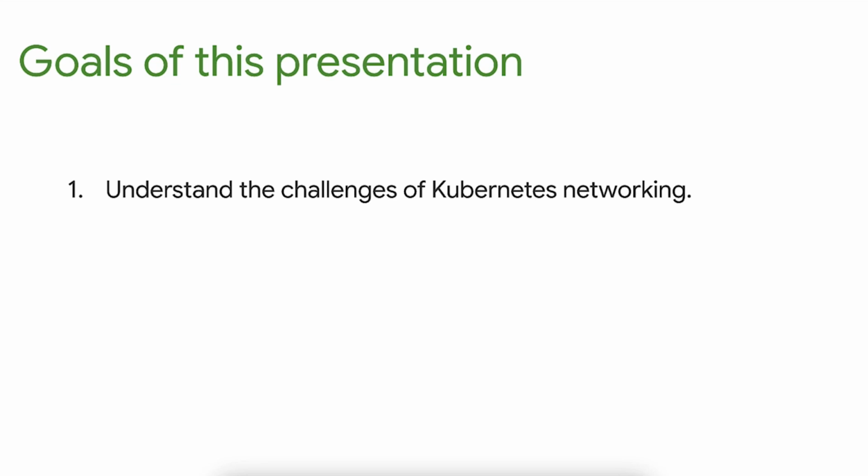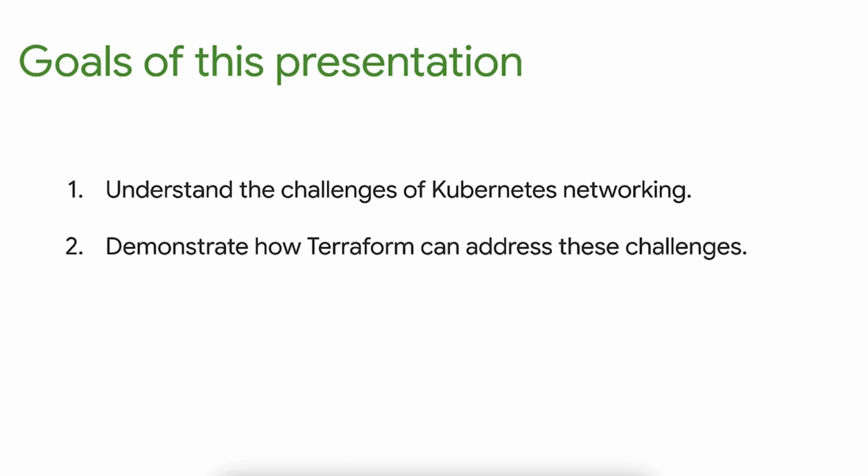Goals of this presentation. In this section, I wanted to outline the main goals of this presentation today. Understanding these goals will help you grasp what we aim to achieve together and set the correct expectations. The first goal is to understand the challenges of Kubernetes networking. Kubernetes networking can be complex due to issues such as pod-to-pod communication, service discovery, and IP address management. We'll discuss common problems that developers face, such as network congestion, misconfigured policies, and the dynamic nature of containerized IPs.